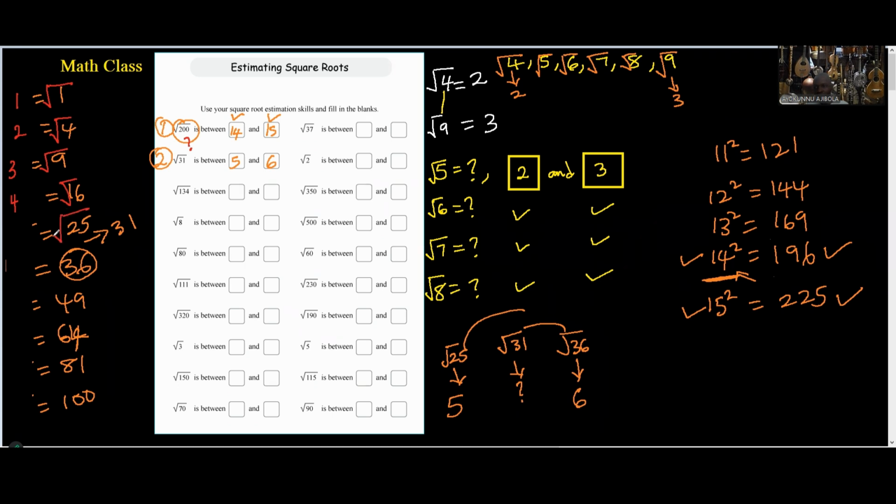Square root of 25 is 5. Is that correct? Square root of 36 is 6. Is that correct? Do you know your square root of numbers?